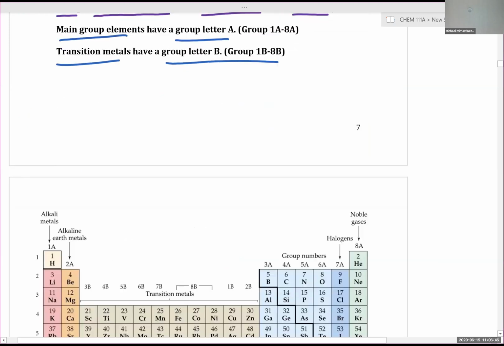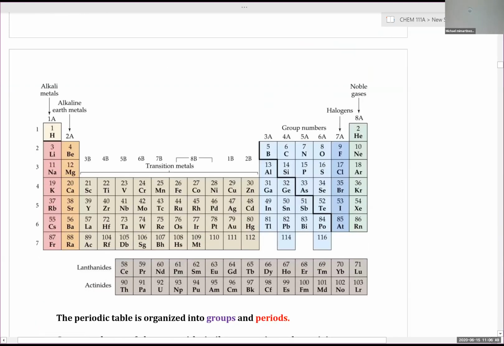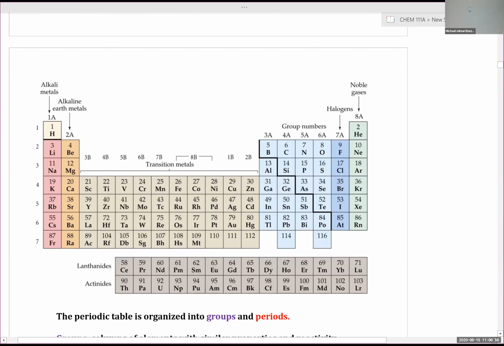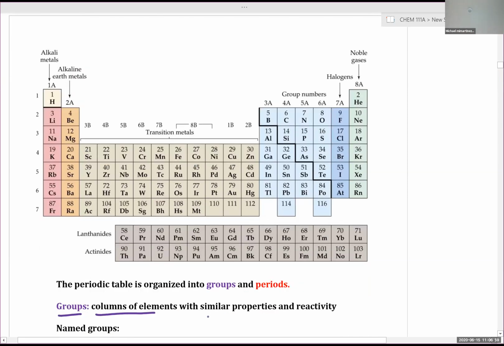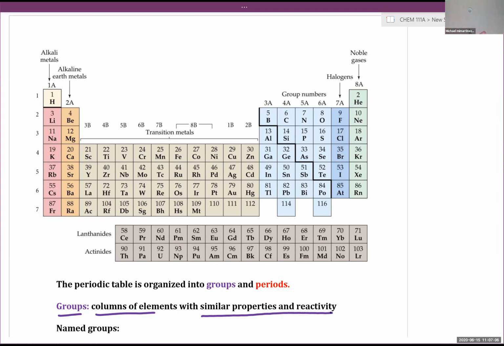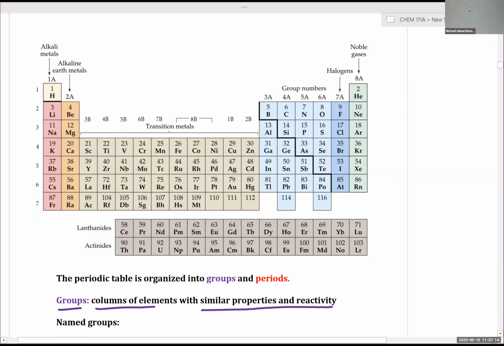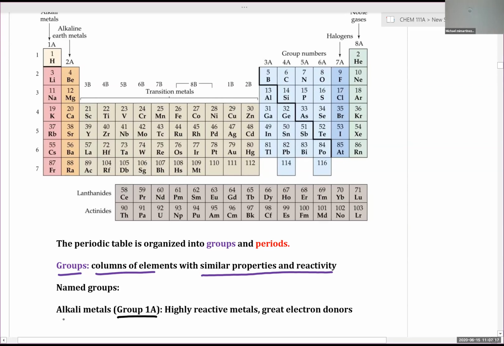Now, if we delve into the periodic table in more detail, let's talk next about our named groups. So what is a group fundamentally? A group is a column of elements with similar properties and reactivity. And there are a few named groups that we should know and be familiar with, as they are quite famous or infamous. So your group 1A elements are known as your alkali metals. These are highly reactive metals and they're known typically as great electron donors. You dump lithium into water or you mix lithium with many nonmetals and you'll observe quite a vigorous reaction.